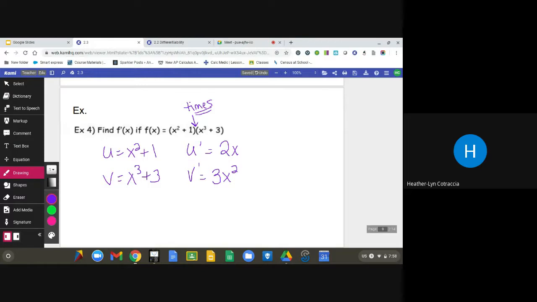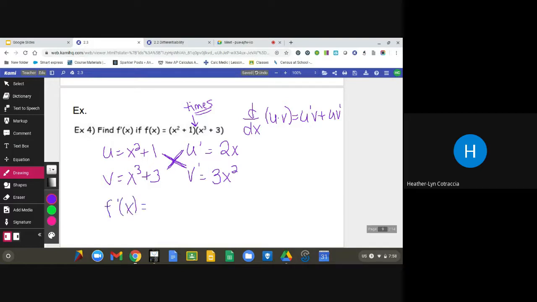Now, the rule says u prime v plus u v prime. And again, I don't care about the order at all. It doesn't matter. You need to multiply these two together, and then you need to add it to the product of those two. So it's going to look something like this.